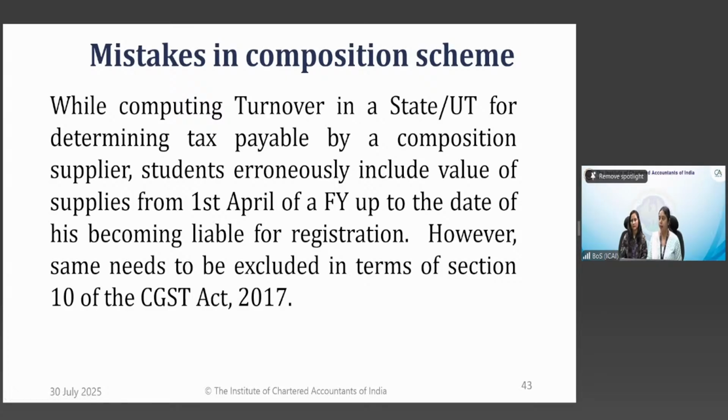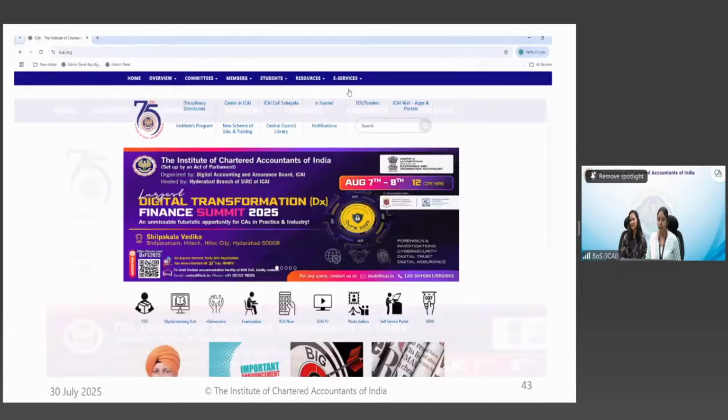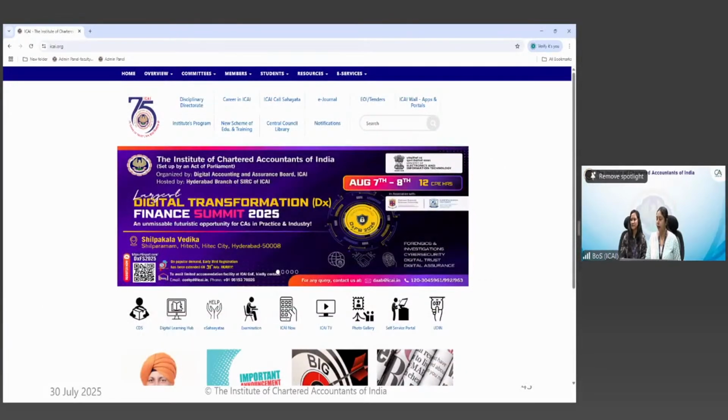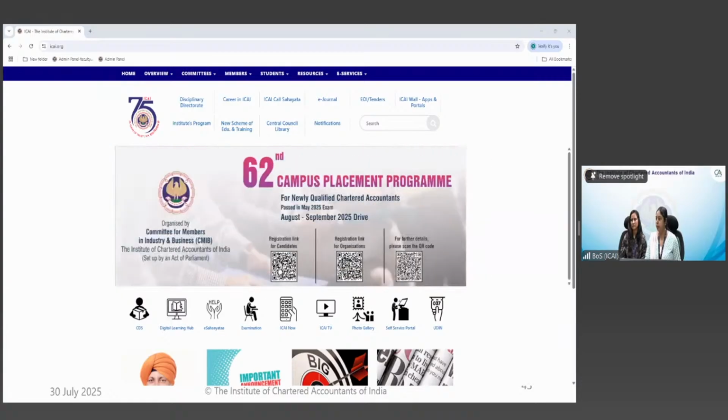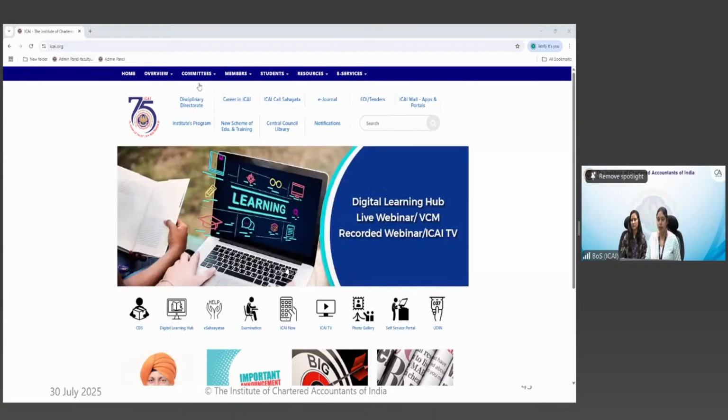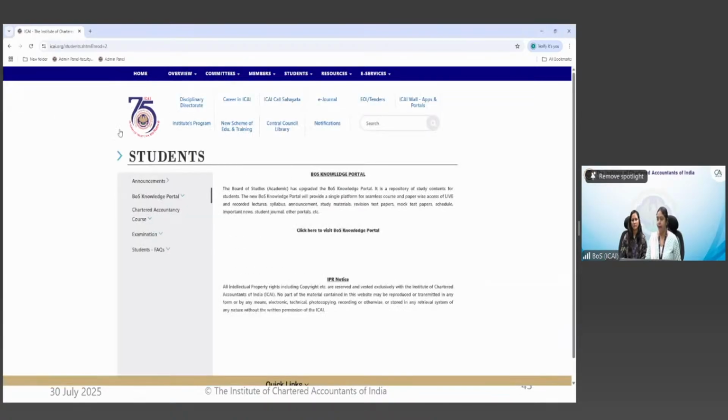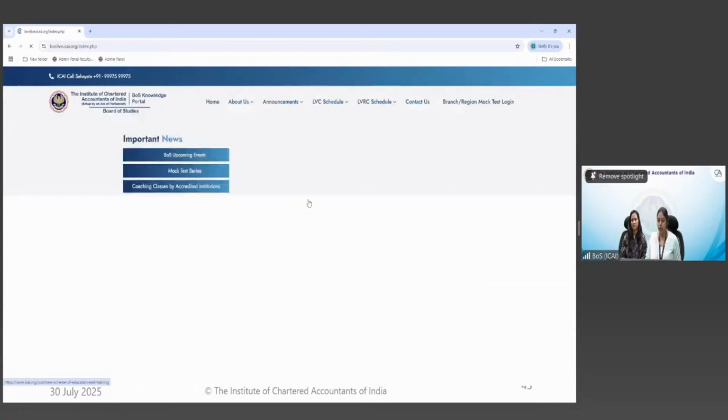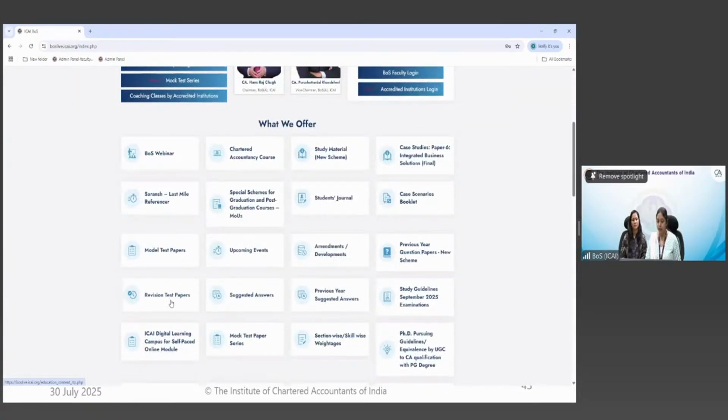Let us take one question. We will quickly discuss, we'll just have a glance. We'll see only the major adjustments. Let us share our screen. I think it is shared. Can you see the BoS knowledge portal? Prashant, Geeta, is the BoS knowledge portal visible to you all?